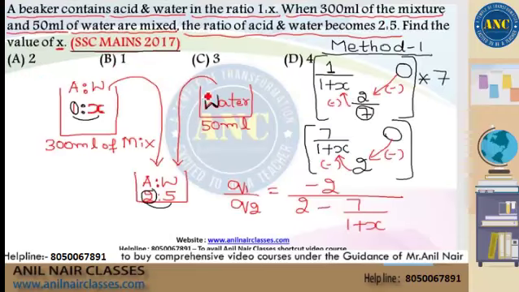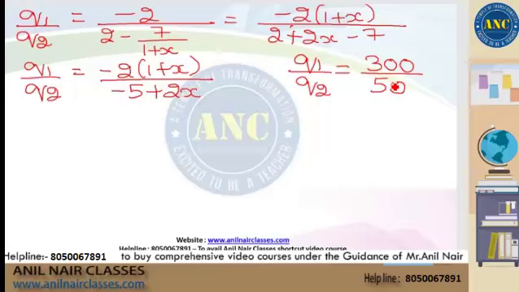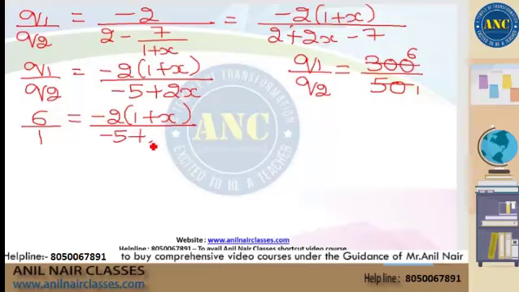But can I also say that 300 ml of mixture from vessel 1 is taken, 50 ml of water from vessel 2 is taken, and they are mixed? That means I can also say that Q1 by Q2, the first quantity taken to form the third mixture, is 300 ml. The second quantity is 50 ml. So Q1 by Q2 is also equal to 300 by 50, which is nothing but 6 divided by 1. I can substitute here. 6 by 1 is minus 2 into 1 plus x divided by minus 5 plus 2x.